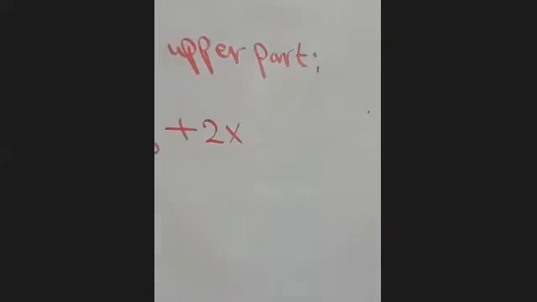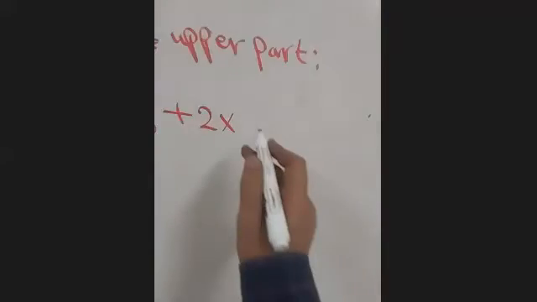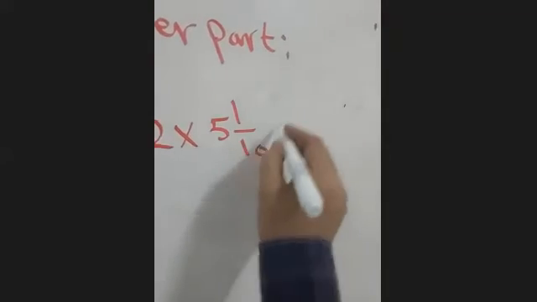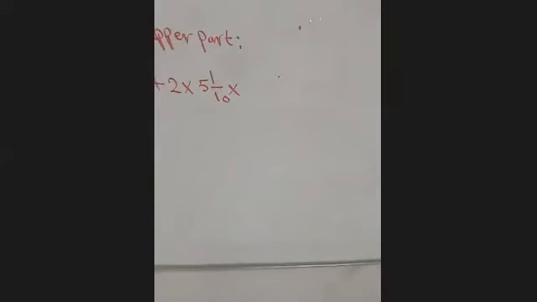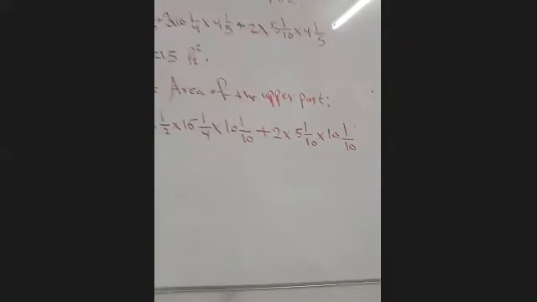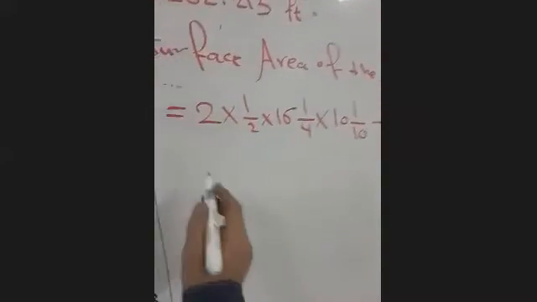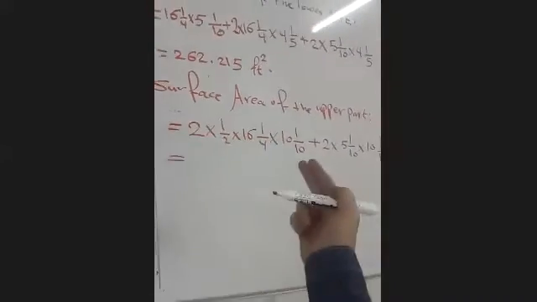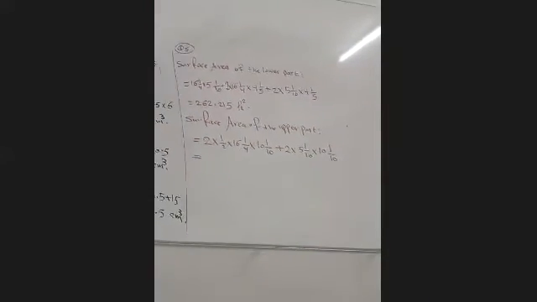The length of the first one is 5 and 1 over 10. Multiply, the width is how much? 10 and 1 over 10. Do you understand? Now let's calculate all of these numbers together. This is the surface area of the upper part. I'll use my calculator. Give me a second.